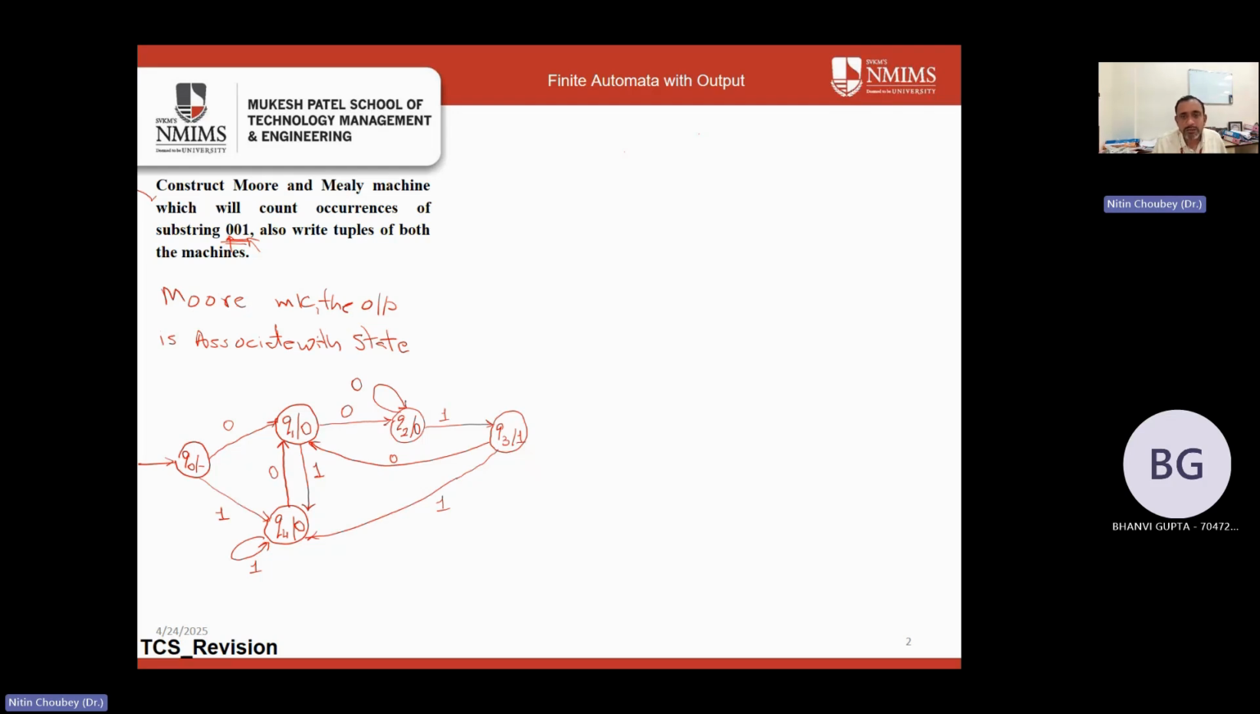So what is our required thing? We need to check for 0 followed by 0 followed by 1. Okay, so let's construct for that first. Q0, 0 followed by 0 followed by 1. On 1, we'll say that we have encountered 0, 0, 1. Otherwise, we'll keep the inputs as they are, because that is not the case which we are looking for.